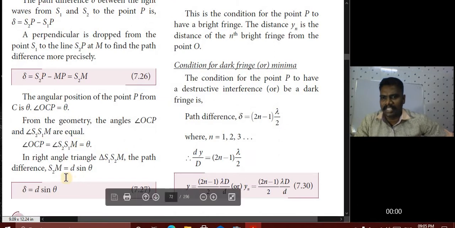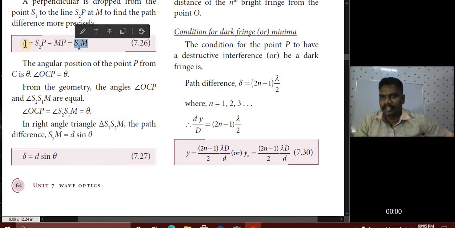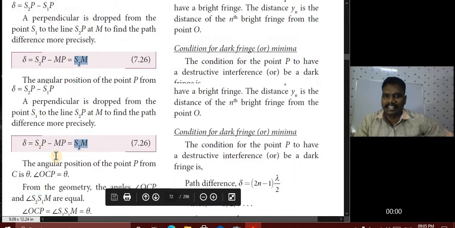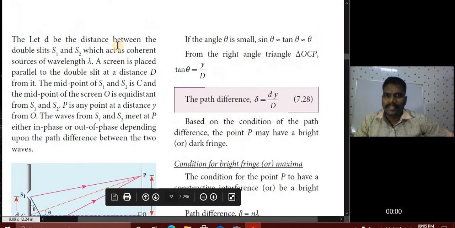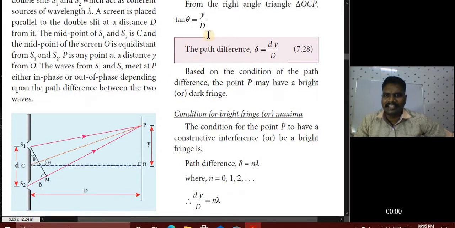Rearranging the equation, S2M is equal to d sin theta. Since we already know the value of S2M can be written as del, del is equal to d sin theta. Here, if the angle theta is small, sin theta is approximately equal to tan theta, which is approximately equal to theta. From the right angle triangle OCP, tan theta is equal to y by d.